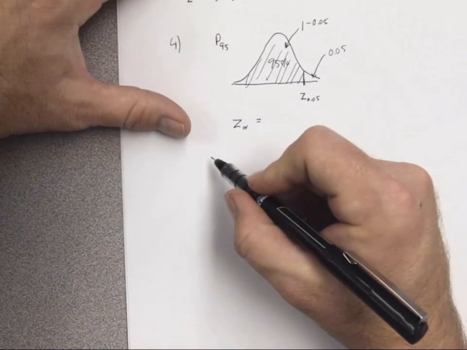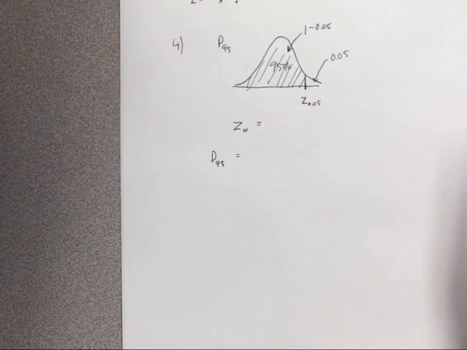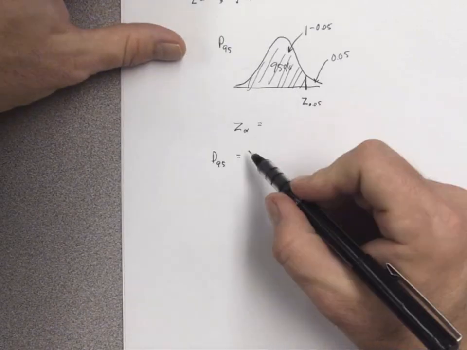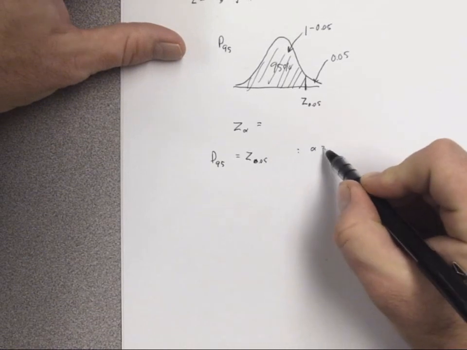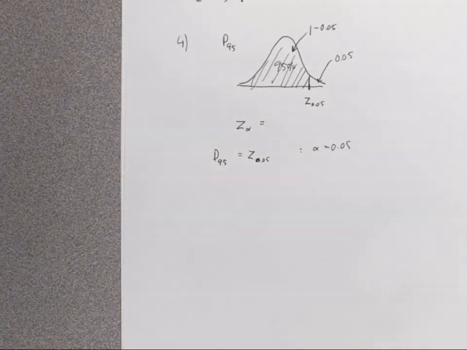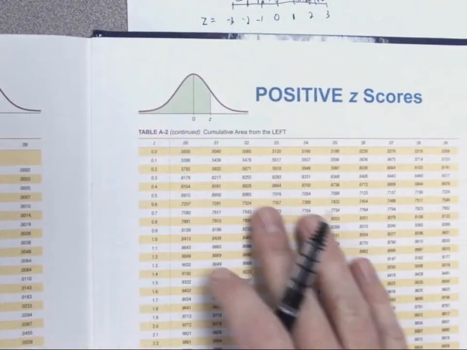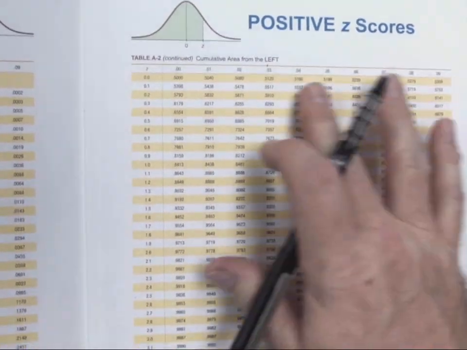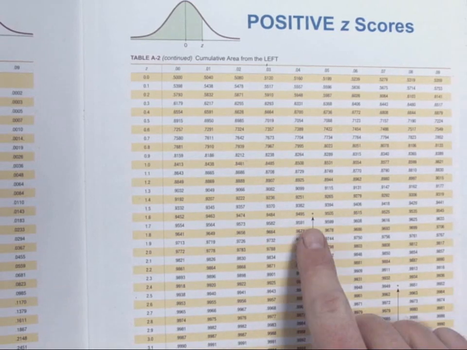We can find it. If I want to find P95, what I'm really asking for is a Z-score, right? Does that make sense? So P95 is actually the same thing as asking for Z of 0.05, where alpha is equal to 0.05. So that's what my Z alpha is. So let's find it. I'm going to go into my Z-score table and look for the number that's as close to 95 as I can get. I think there is a 95 in here, isn't there?